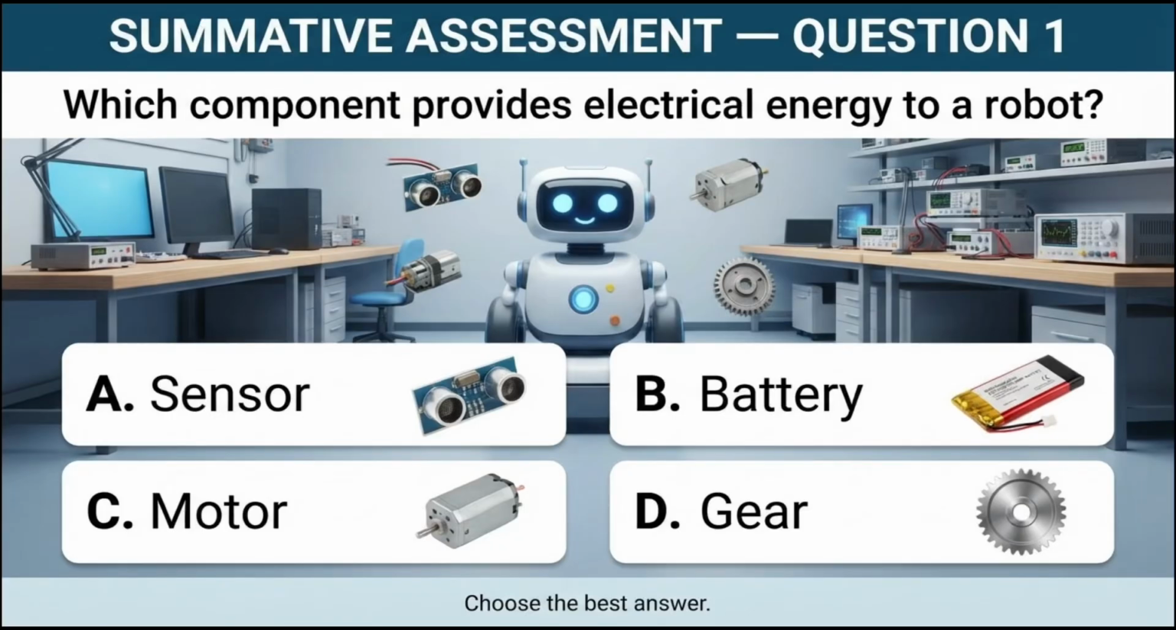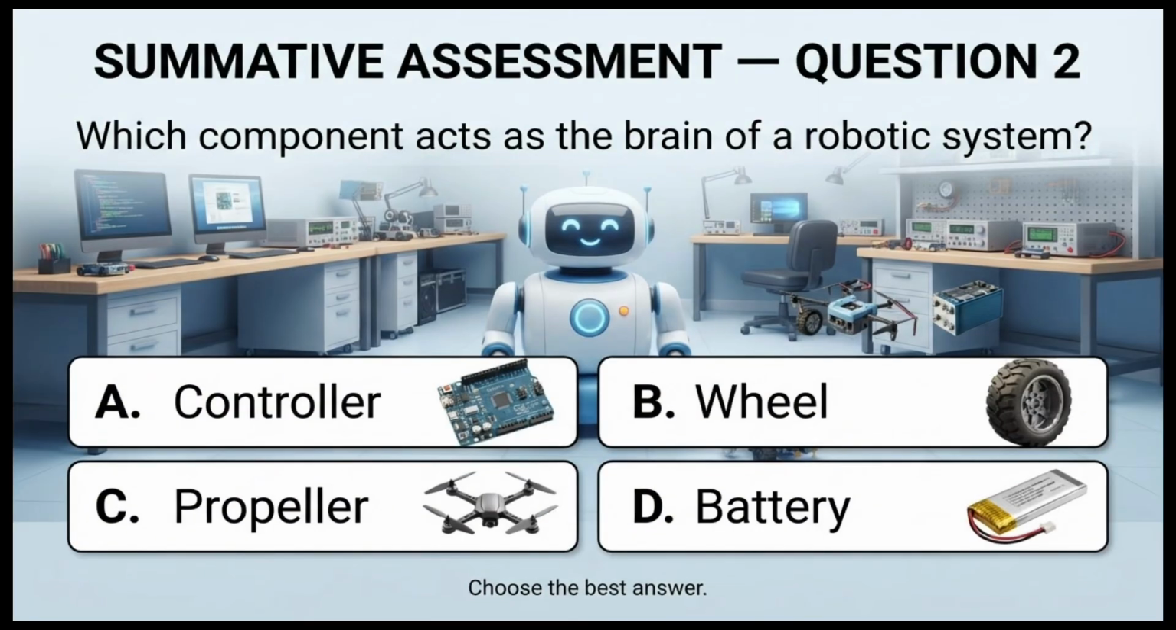It's time to test what you've learned. Choose the best answer. Question 1. Which component provides electrical energy to a robot? A. Sensor. B. Battery. C. Motor. D. Gear. Answer: B. Battery. Question 2. Which component acts as the brain of a robotic system? A. Controller. B. Wheel. C. Propeller. D. Battery. Answer: A.